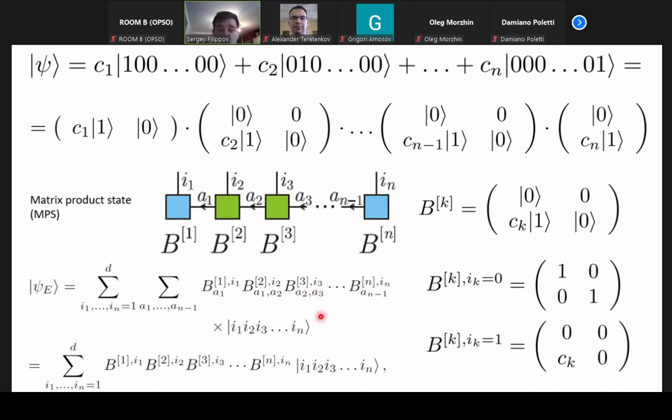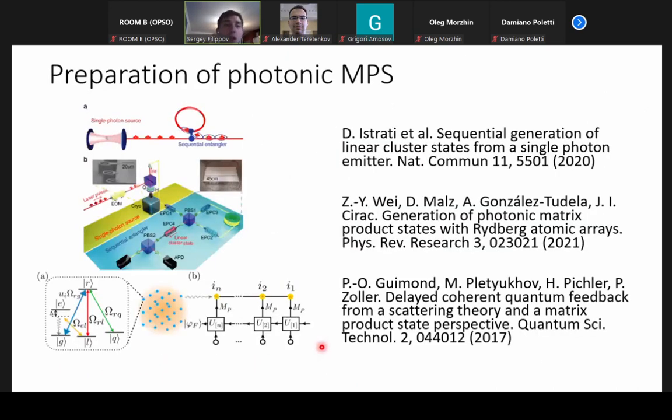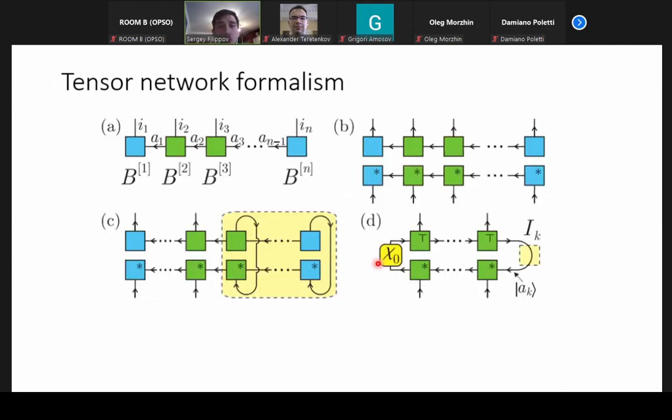And the general statement is that any state psi_E can be written in this form, which is quite surprising, but such a decomposition always exists. And those matrix product states are not only of fundamental or mathematical interest, they can actually be created in laboratory, and there are some references to physical implementations of those photonic matrix product states.